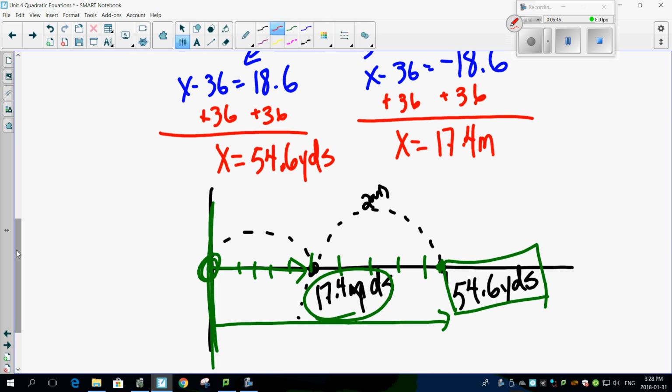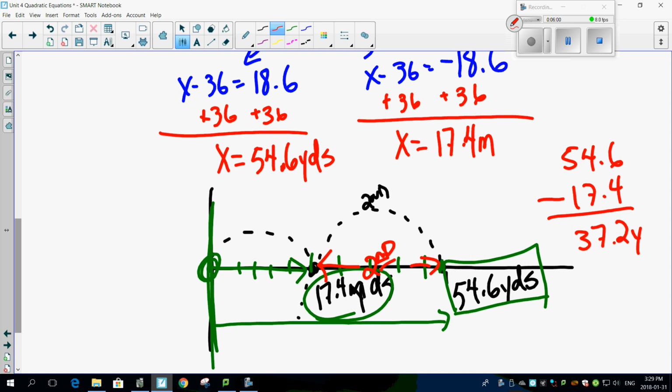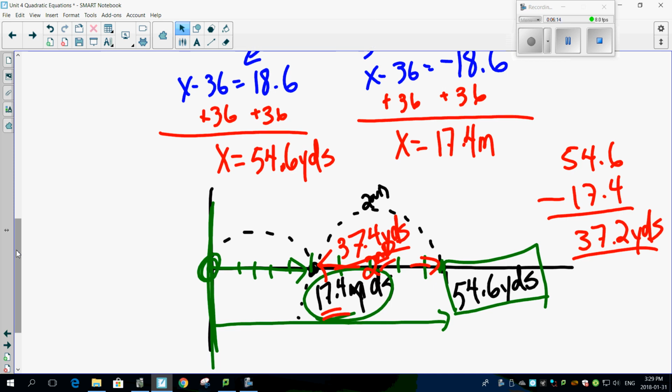Now, my question then is how far is his actual second shot? Well, of course, just subtract 54.6 minus 17.4, and you end up with 37.2 yards. So his second shot was a little bit better than his first, but not by much because it's only 37.2 yards. Well, I've heard this said to me about my golf game. Better quit golf, take up knitting.